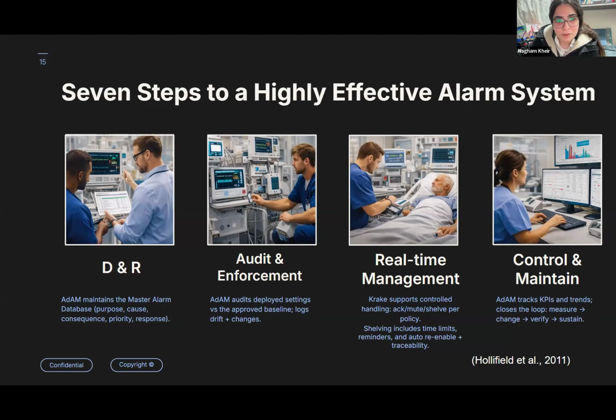Stage 7 is control and maintenance. ADaM can provide dashboards, monthly review packs. Krake reinforces consistent behavior at the point of use. How? By supporting an acknowledge and act culture, not a mute and forget culture, right? So self-optimizing becomes real: measure, adjust, and sustain. Next slide, please.